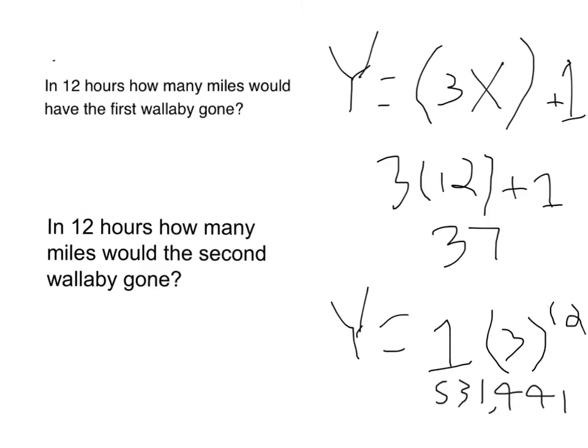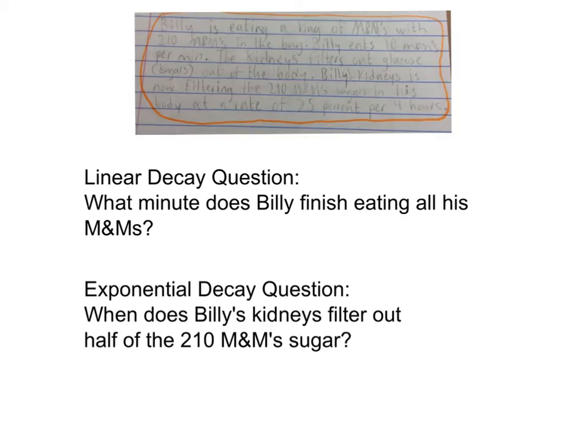And then for the exponential, you would do y equals 1 times 3 to the 12th power. 3 to the 12th power is 531,441, and you would multiply that by 1, and you'd get 531,441. As you can see, this is the problem for the linear decay and exponential decay.